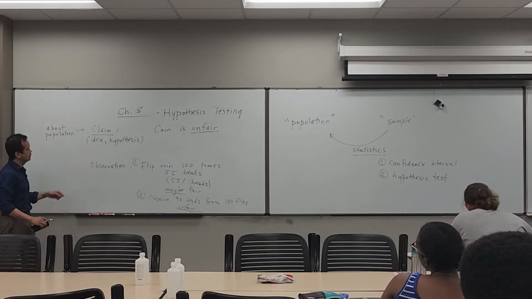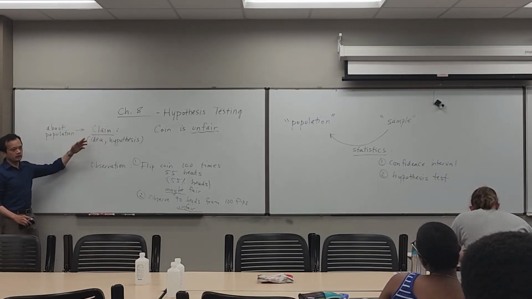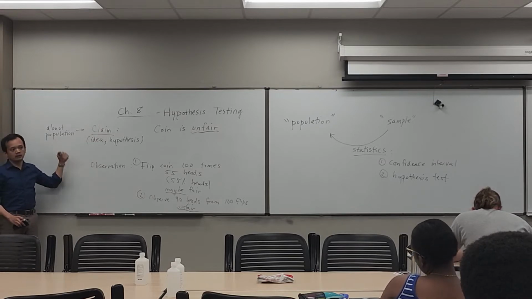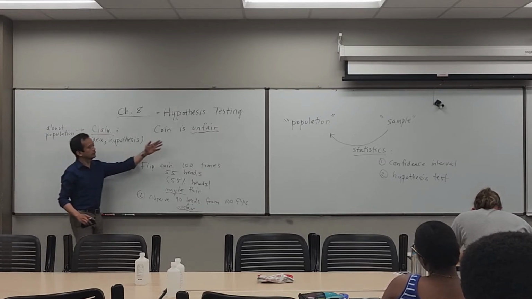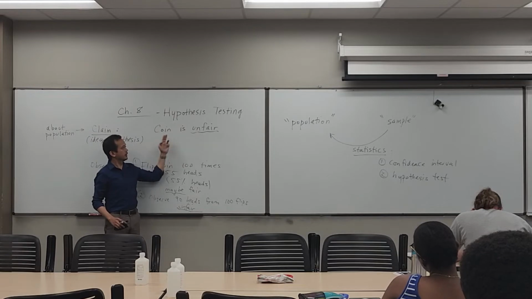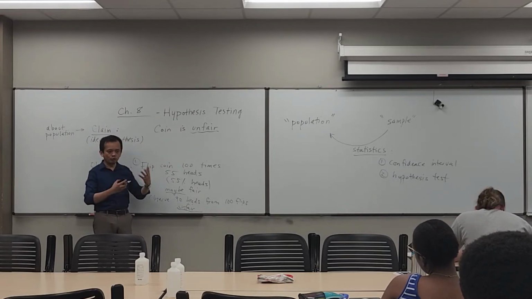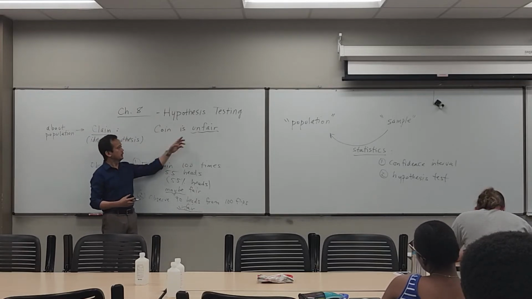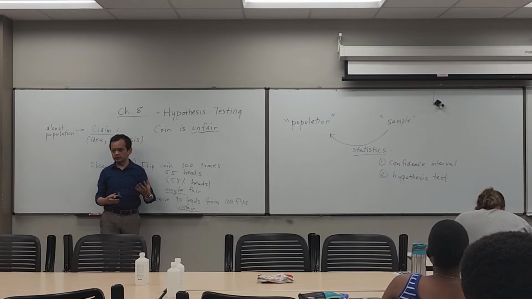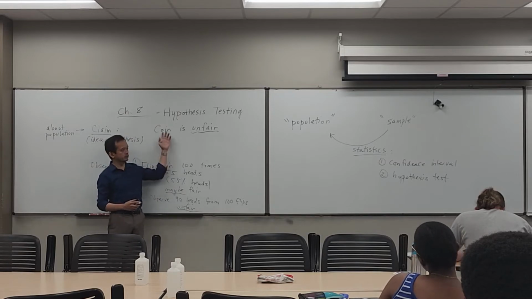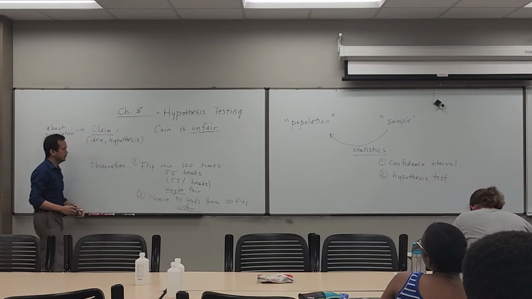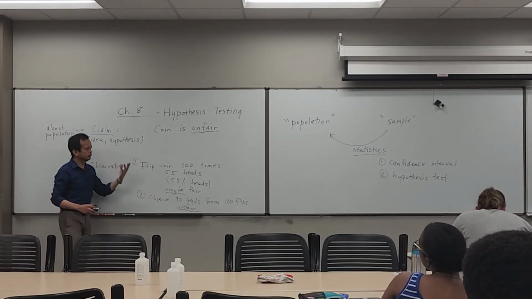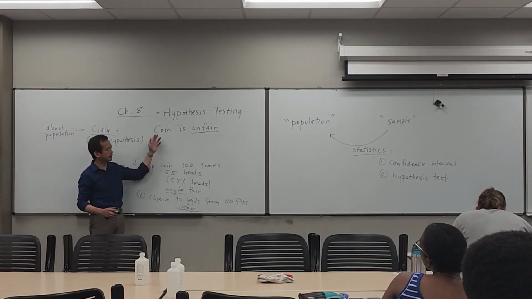All hypothesis tests have a claim or an idea about the whole population. And in this case, the claim is that the whole population of coin flips for this coin will result in a percentage of heads that is not 50%, i.e. the coin is unfair.